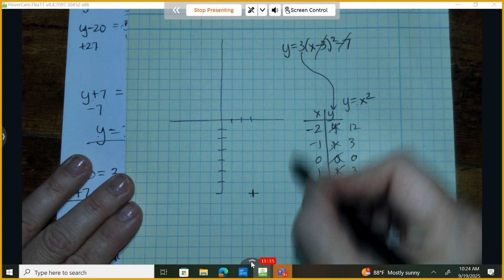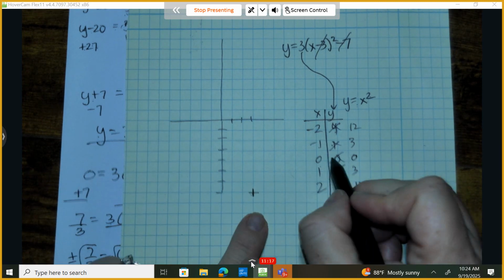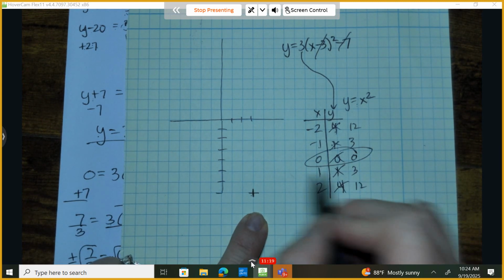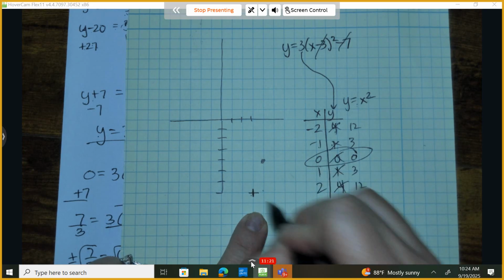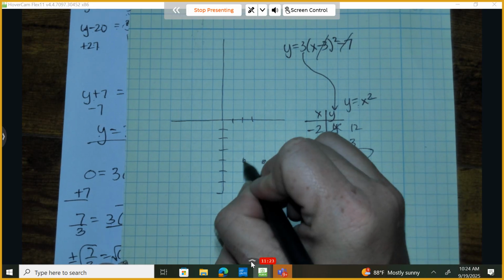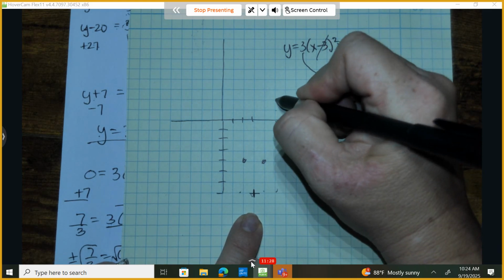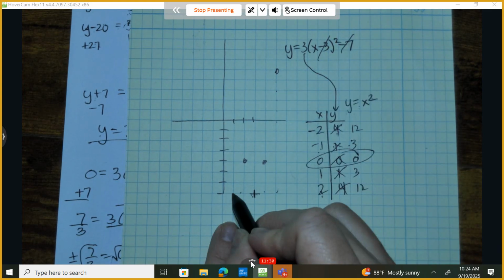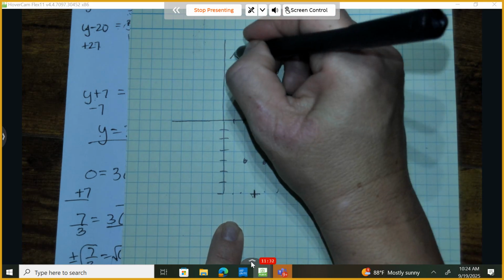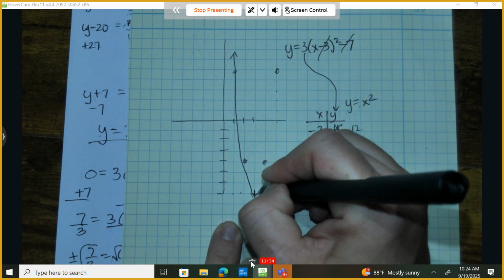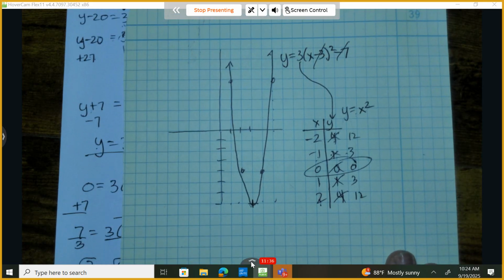How do I use this set of data to accurately graph? This is 0, 0. I'm going to go to the right one and up 3. I'm going to go to the left one and up 3. I'm going to go right 2 and up 12. This is 7, 8, 9, 10, 11, 12. And left 2 and up 12. This is a U shape, not a V shape.